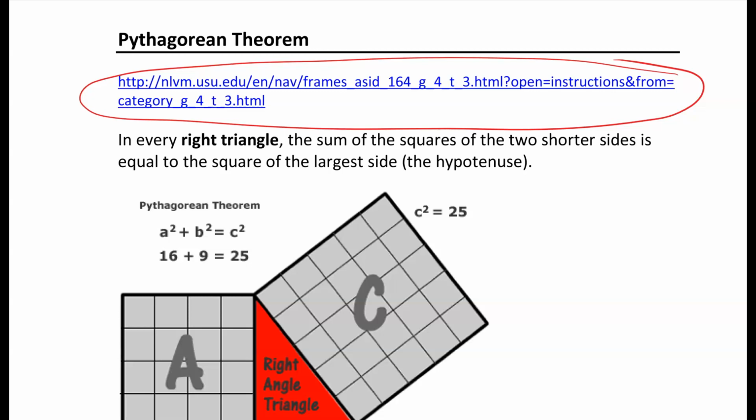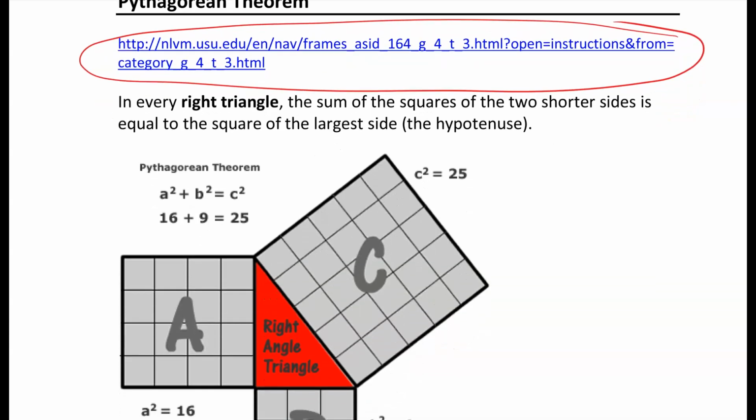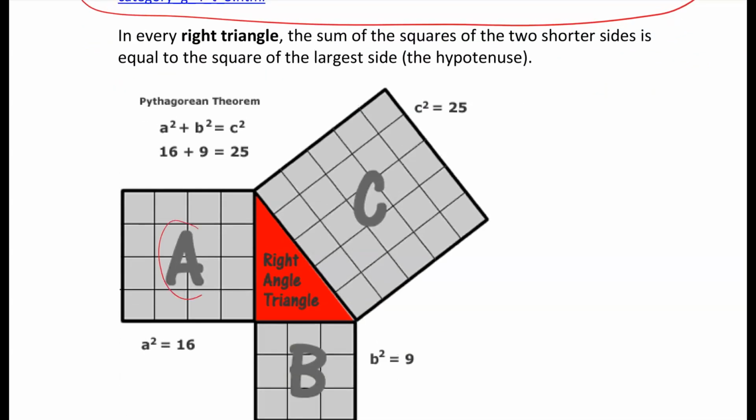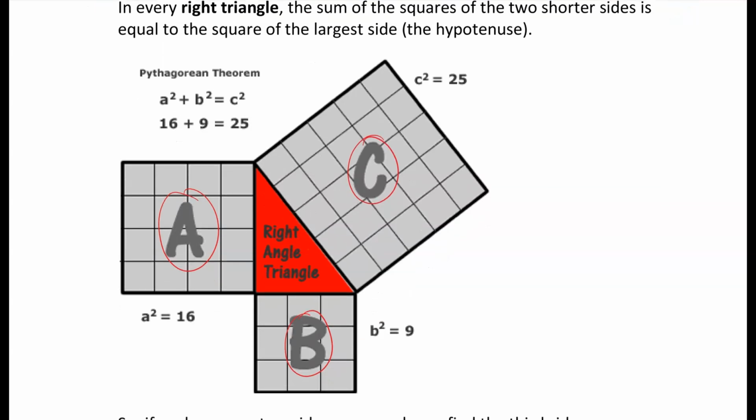Now, for Pythagorean theorem, everybody's probably heard about a squared plus b squared equals c squared. We're really going to look at what that means and dive further into it using the rules that we've learned so far about squaring and also finding the roots. In every right triangle, the sum of the squares of the two shorter sides, a and b, is equal to the square of the largest side, which is c.